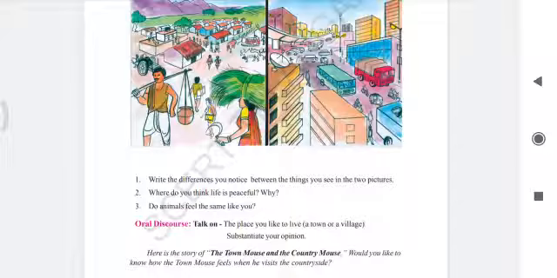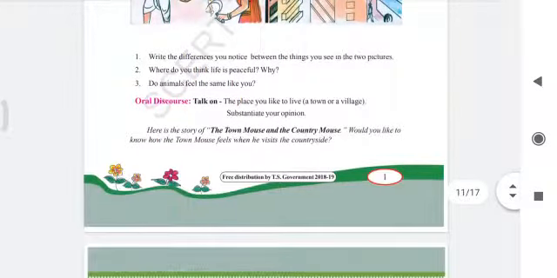Next, the third one: do animals feel the same as you? In the sense, for example, if you feel that the village is very peaceful, do the animals also feel that the village is very peaceful? So it is just like a self-correction and self-questioning for you. Okay, students. Next, we have oral discourse there.